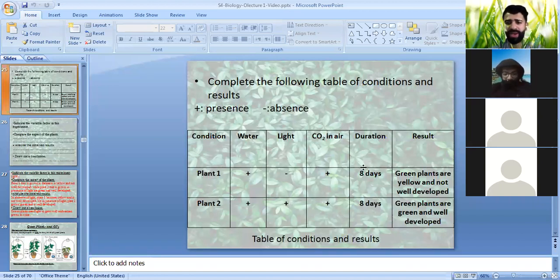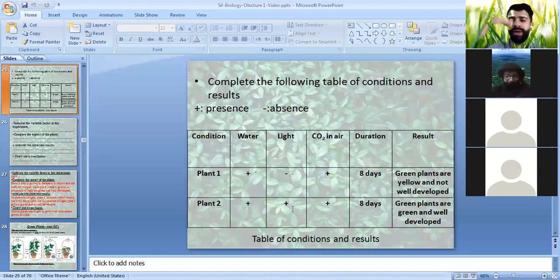Both of them are placed for 8 days, but the variable is the light. In plant 1, we don't have light. The light is absent. We lack light. While in plant 2, the green plants have light. So the green plants in plant 2 have all the favorable conditions.